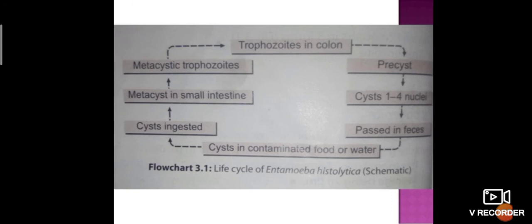So this is the flowchart of the life cycle of Entamoeba histolytica. The cyst in contaminated food and water is ingested by the human being, then it becomes a metacyst in the small intestine, then metacystic trophozoites, and in the colon it becomes trophozoites. Then they persist and form cysts with 1 to 4 nuclei, and are passed through feces.